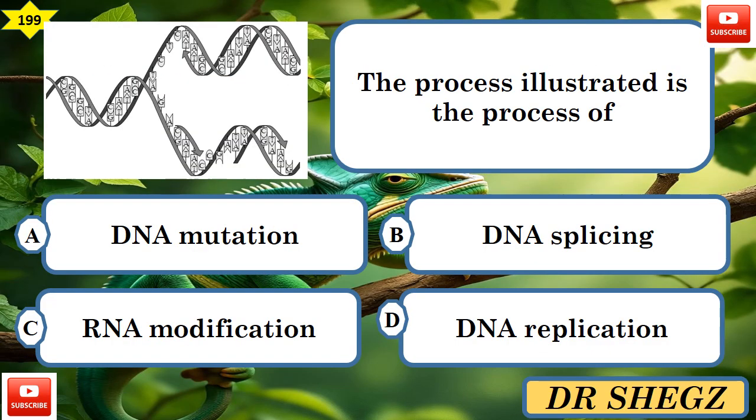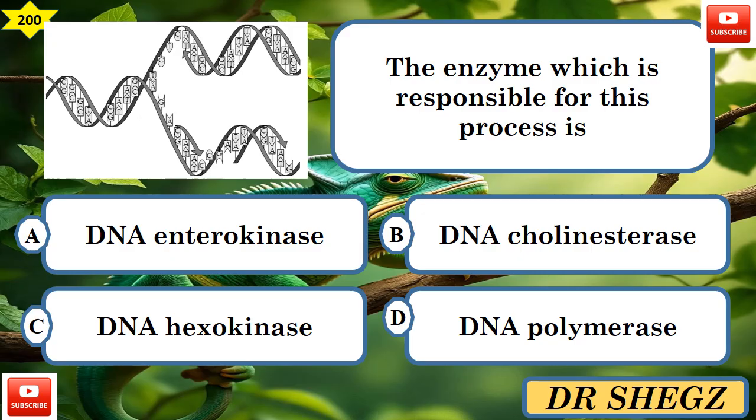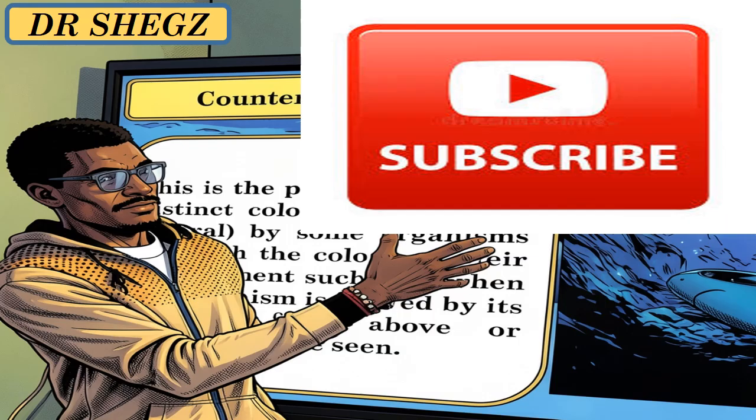The process illustrated by the diagram is the process of DNA replication. And of course, the enzyme which is responsible for DNA replication is called DNA polymerase. It's called DNA polymerase.